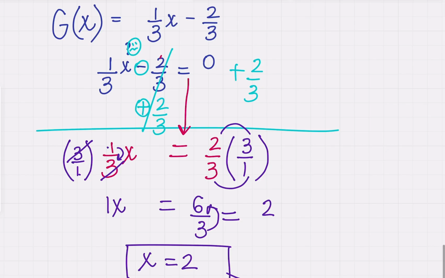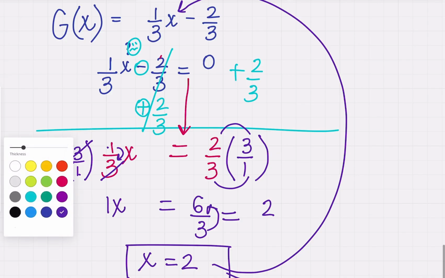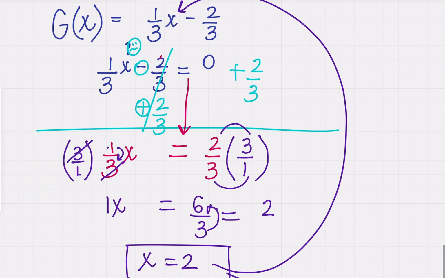This value of x equals 2, if I plug it into the polynomial, will give me 0 as the polynomial. Hence, I can say that this is the 0 of the polynomial. Remember the three terms we talked about? 0 of the polynomial, root of the polynomial, or the solution of the polynomial.